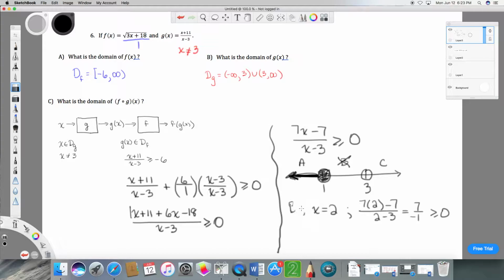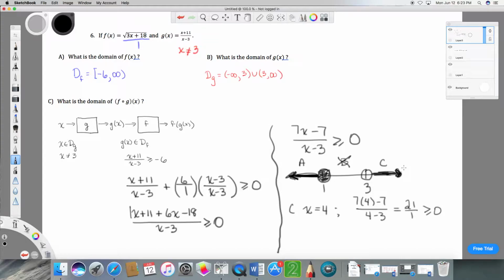Let's pick a point that's bigger than 3 to see if it will be satisfied or not. So an easy number to pick in region C would be to let x equal 4. So in the numerator, we would have 7 times 4 minus 7, and in the denominator, 4 minus 3. 7 times 4 is 28. 28 minus 7 is 21. And 21 divided by 1 is definitely greater than or equal to 0. So that's in my domain.